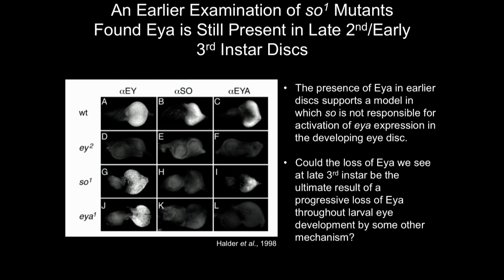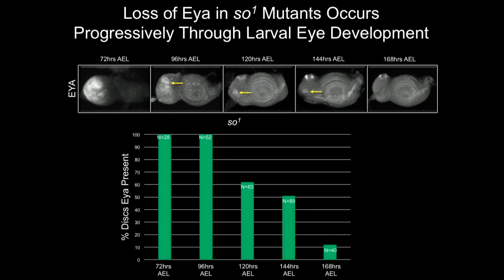And one hint that I got from what might be happening was from an earlier paper from Walter Gehring's lab, in which they showed that Eya was still present in discs of late second or early third instar Sine Oculis mutants. So this made me think that, well, maybe what we're seeing is actually a progressive loss of Eya over time. So I decided to re-examine Eya expression in these mutants over developmental time.